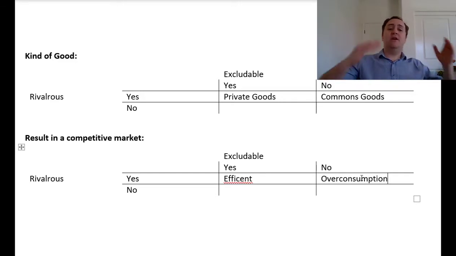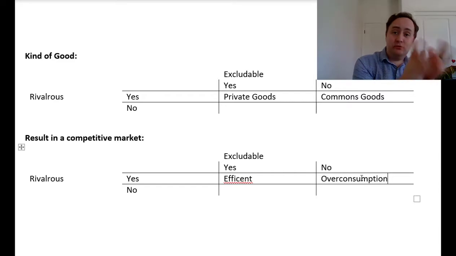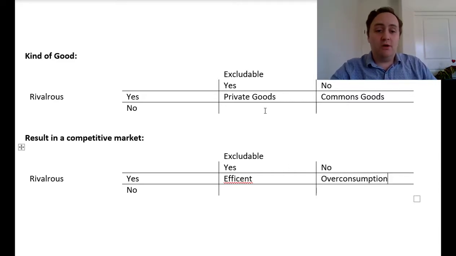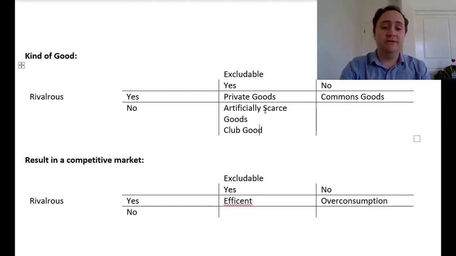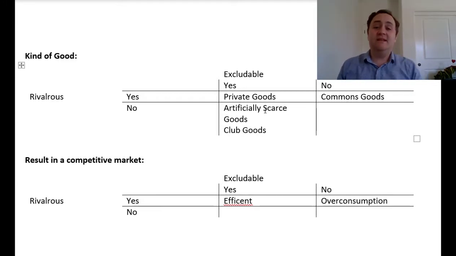How about things that are excludable but not rivalrous? These are what we're going to call artificially scarce goods or club goods. And so these are things that I can stop you from using, but why would I stop you from using them? It would be efficient to let you use them because you using them doesn't impose any costs on anybody else. A lot of things fall into this category, especially recently, because most digital goods are artificially scarce.